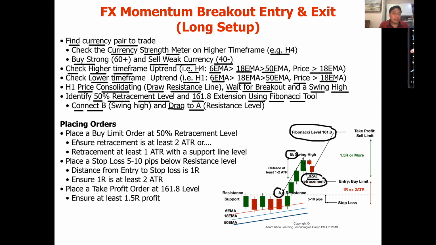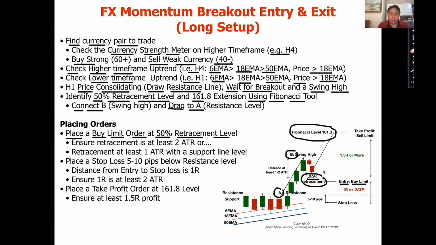So first we place a buy limit order. We place our buy limit order at the 50% retracement level. So there we go, at the 50%, we place our buy limit order. So the moment the price hits the 50% level or lower, it will fill our buy order.